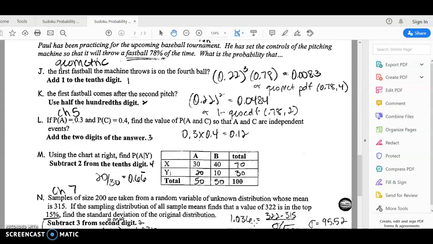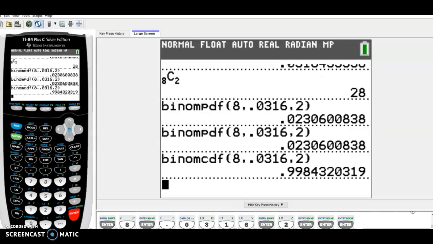Jumping back to my geometric and binomial probabilities, we have here no fixed number of trials. That's what makes it geometric. The machine fails on the first 3, and it's not a fastball until we hit the 4th trial. So since this is happening on the 4th ball, I would use the geometric PDF, very similar to binomial.